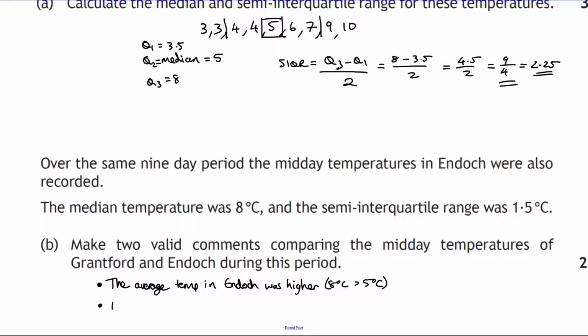So that's what we want to say. The temperature in Endok was less spread out or less varied, since 1.5 degrees C is less than 2.25 degrees C. Again, a little numerical comparison to show that you know which things you're comparing. Okay.